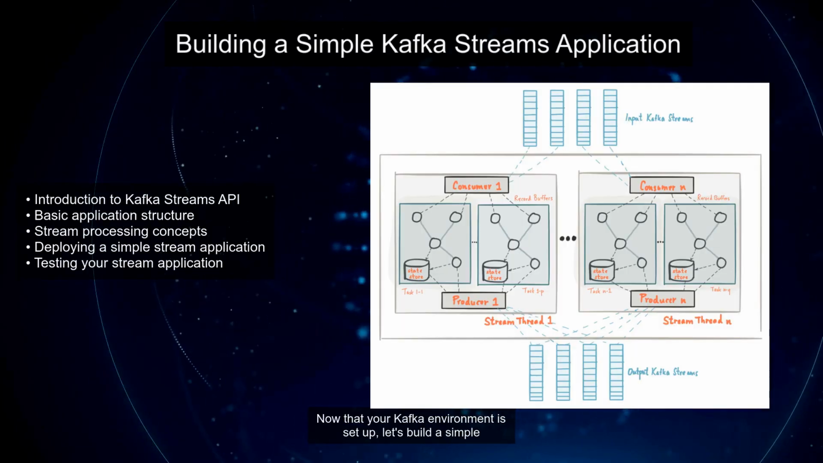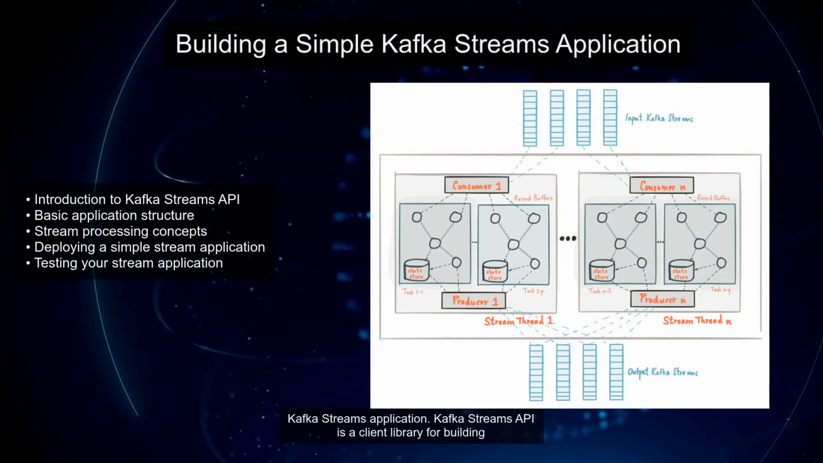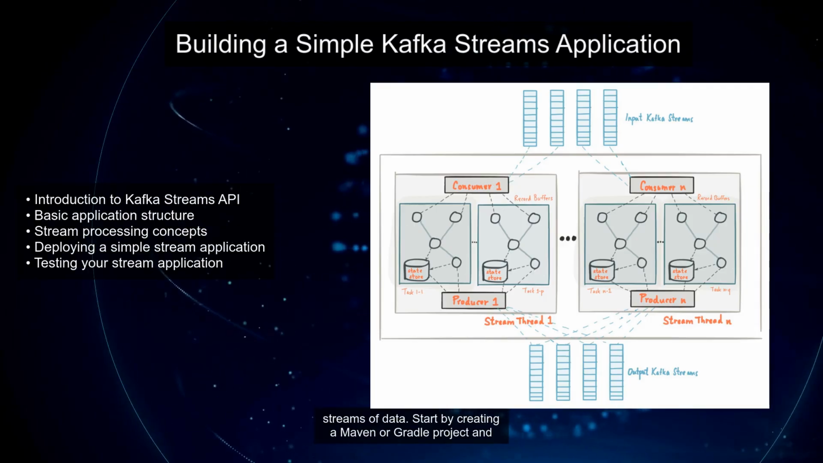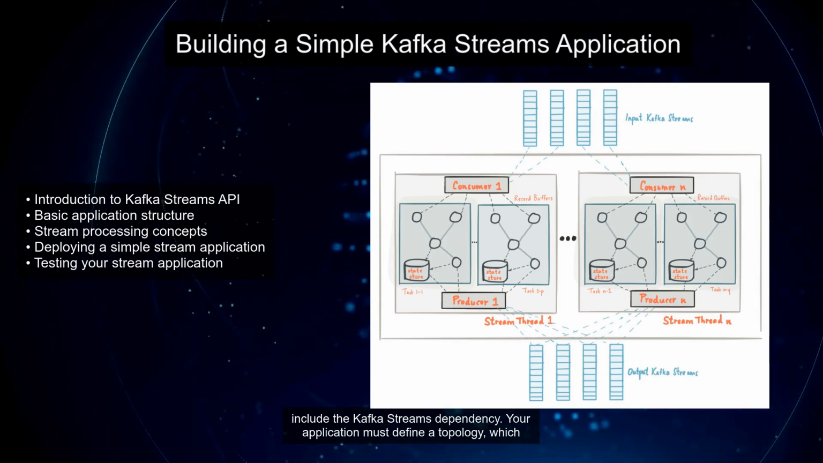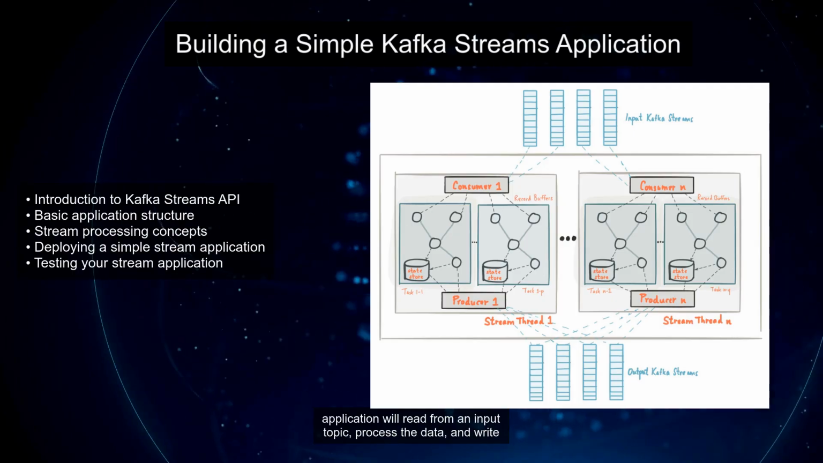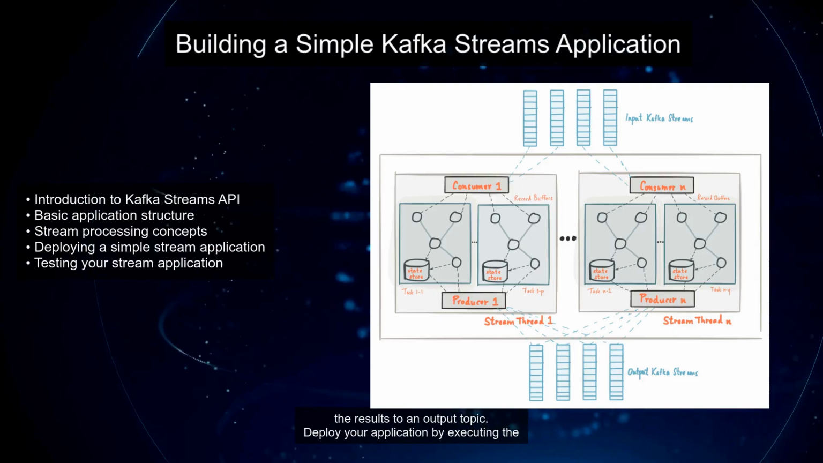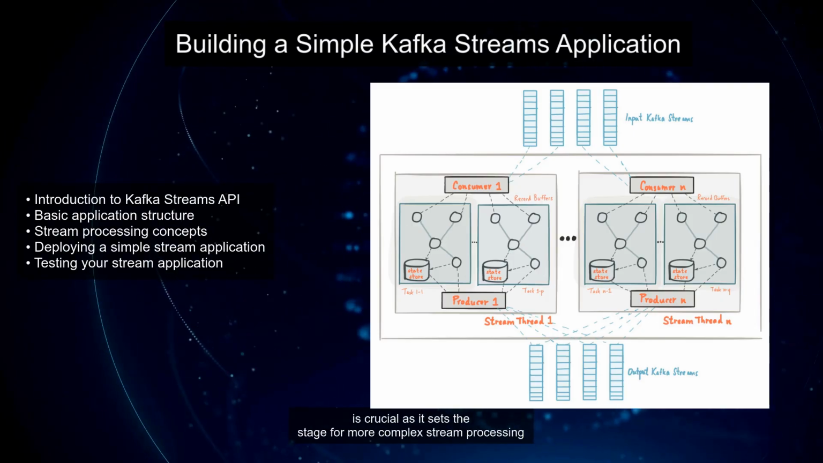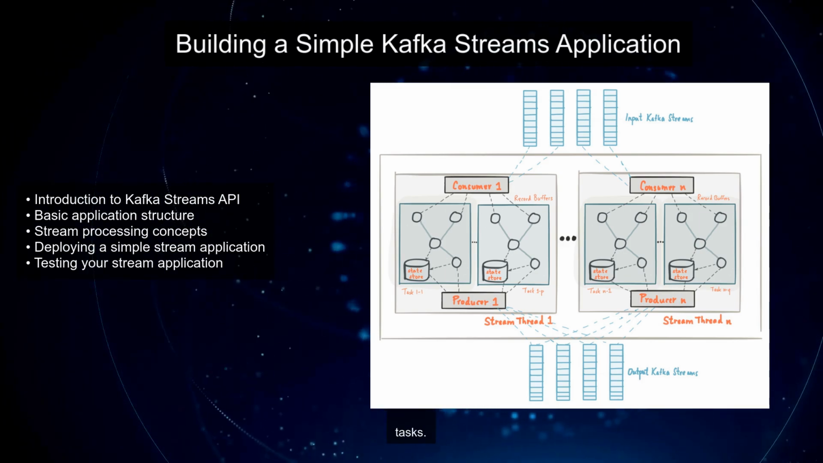Now that your Kafka environment is set up, let's build a simple Kafka Streams application. Kafka Streams API is a client library for building applications and microservices. It offers a simple yet powerful way to process streams of data. Start by creating a Maven or Gradle project and include the Kafka Streams dependency. Your application must define a topology, which is a graph of stream processing nodes. In the simplest form, your application will read from an input topic, process the data, and write the results to an output topic. Deploy your application by executing the main class, and test its functionality using sample data. This foundational step is crucial as it sets the stage for more complex stream processing tasks.